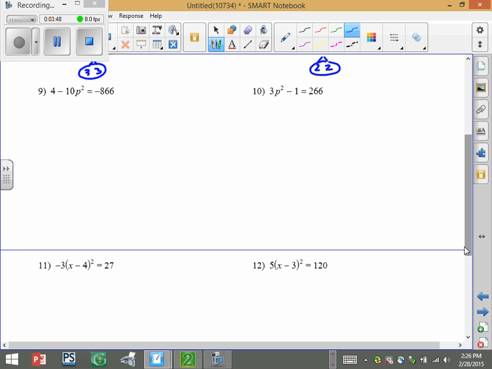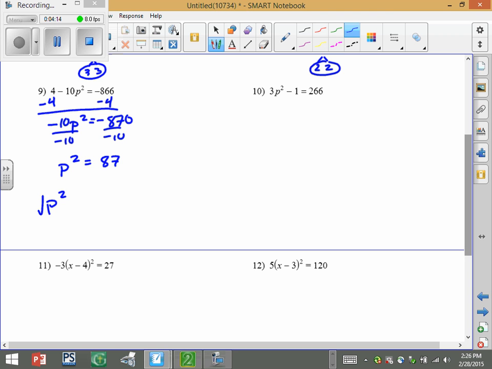Next problem. So here, we've got to move this 4 over. That's a positive 4. This is a little bit tricky because of the negative that's sitting right here, but that negative is actually with the 10. So let's move the 4 over. It's a positive 4, so subtract 4 from both sides. So we're left with negative 10p squared equals negative 870. Divide both sides by negative 10. So we end up with p squared equals 87.